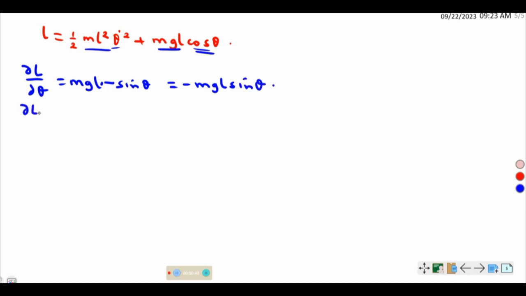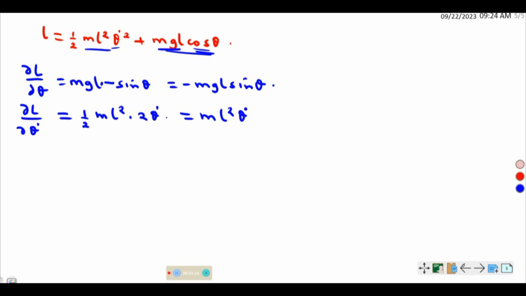Next, let us look at del L del theta dot. Differentiate this with respect to theta dot. The cos term will be a constant, so we shall differentiate the first term. A half is a constant, m is constant, L squared is constant. When you differentiate theta dot squared, you will get 2 theta dot. And this will be the same as m L squared theta dot. So that is now what we have as del L del theta dot.